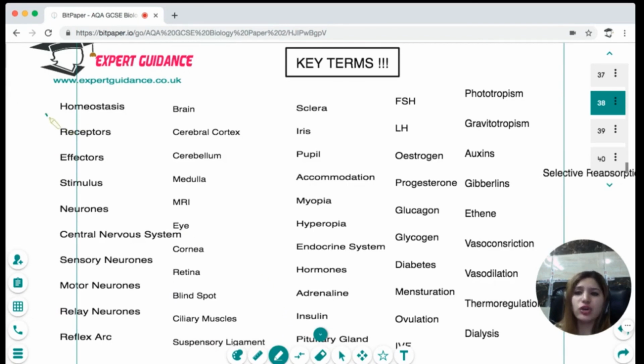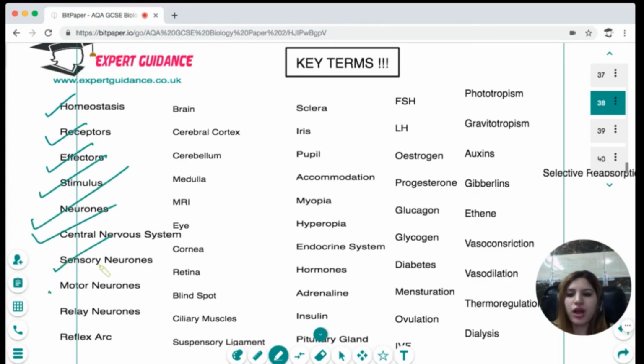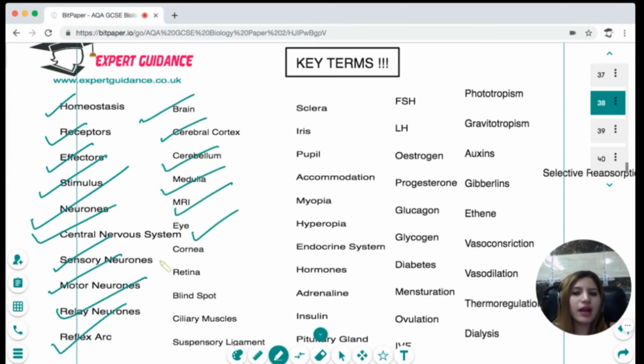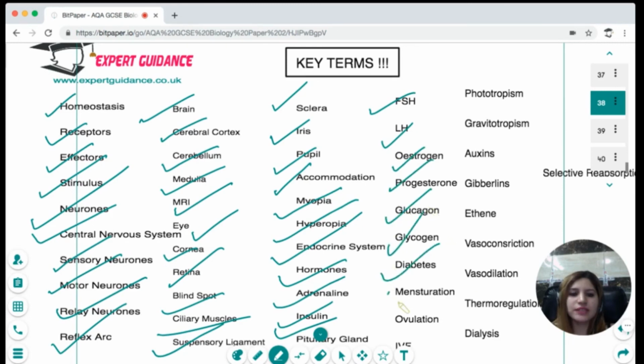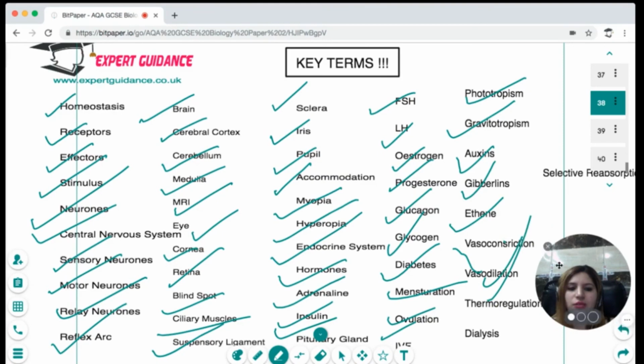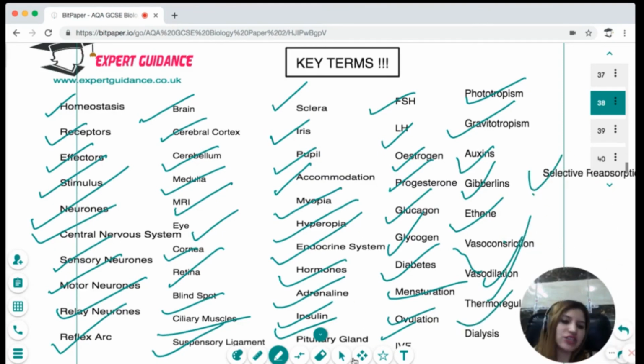So you should know what are homeostasis, receptors, effectors, stimulus, neurons, central nervous system, sensory neuron, motor neuron, relay neuron, reflex arc, brain, cerebral cortex, cerebellum, medulla, MRI, eye, cornea, retina, blind spot, ciliary muscle, suspensory ligaments, sclera, iris, pupil, accommodation, myopia, hyperopia, endocrine system, hormone, adrenaline, insulin, pituitary gland, FSH, LH, estrogen, progesterone, glucagon, glycogen, diabetes, menstruation, ovulation, IVF, phototropism, gravitotropism, oxygen, jubilin, ethene, vasoconstriction, vasodilation, thermoregulation, dialysis, and selective reabsorption.